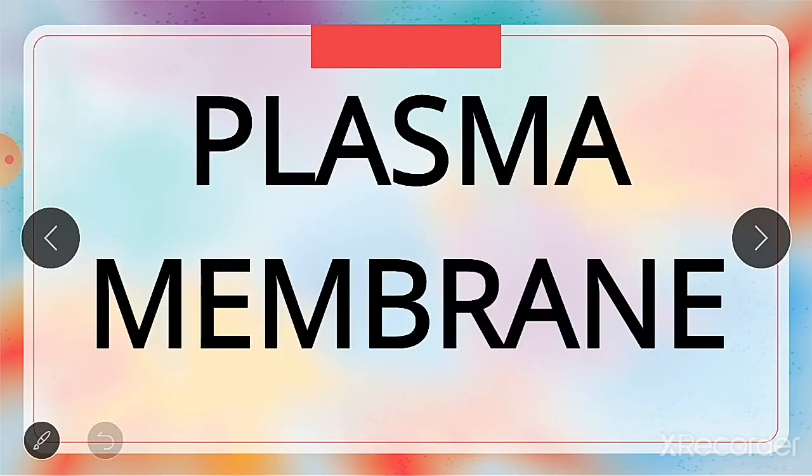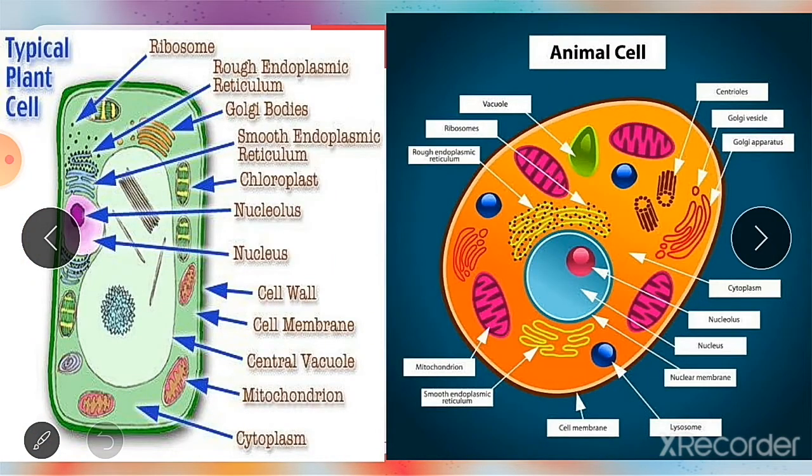Then what is actually a plasma membrane? The plasma membrane is also called the cell membrane. You can see here two cells: one is a plant cell, and another one is an animal cell. So what is the plasma membrane? It is the outermost covering of the cell that separates the contents of the cell from its external environment.